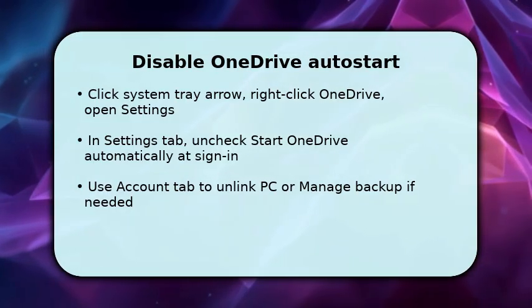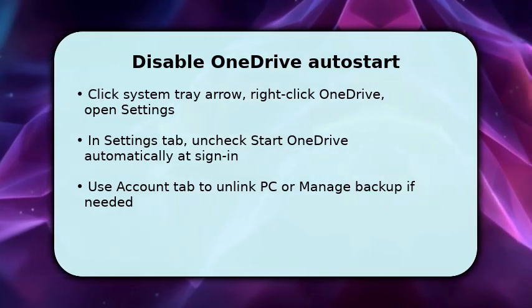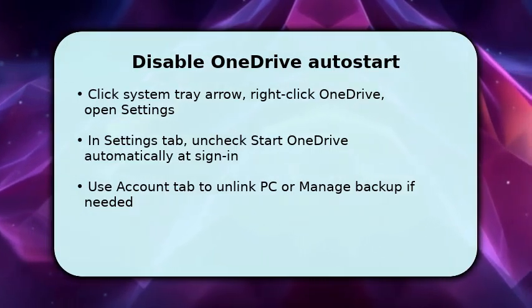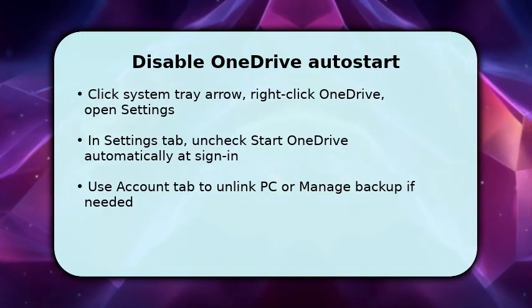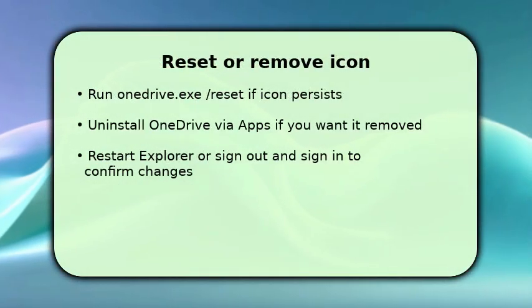Make sure to review the Account tab if you want to unlink this PC. That stops syncing but keeps local files. Once you change these options, close OneDrive and confirm the icon stays hidden. If it returns, continue to finish by forcing a refresh or resetting OneDrive if the icon persists.